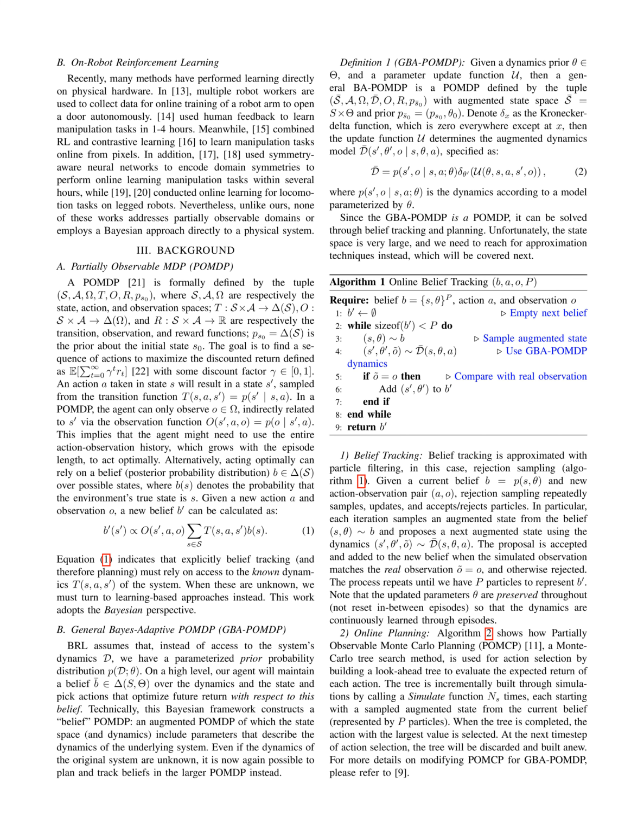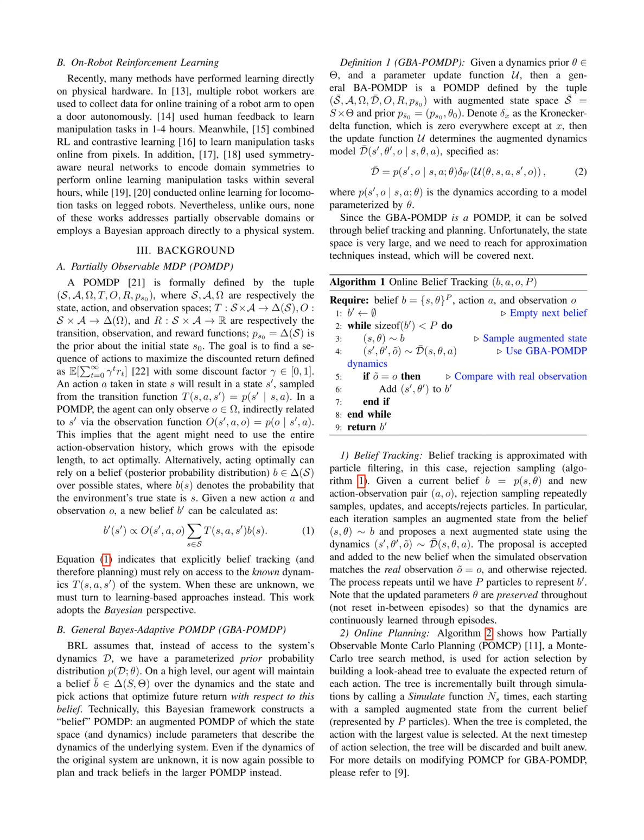General Bayes-adaptive POMDP, GBA-POMDP, BRL assumes that, instead of access to the system's dynamics, we have a parameterized prior probability distribution. On a high level, our agent will maintain a belief over the dynamics and the state and pick actions that optimize future return with respect to this belief. Technically, this Bayesian framework constructs a belief POMDP, an augmented POMDP of which the state space and dynamics include parameters that describe the dynamics of the underlying system. Even if the dynamics of the original system are unknown, it is now again possible to plan and track beliefs in the larger POMDP instead.